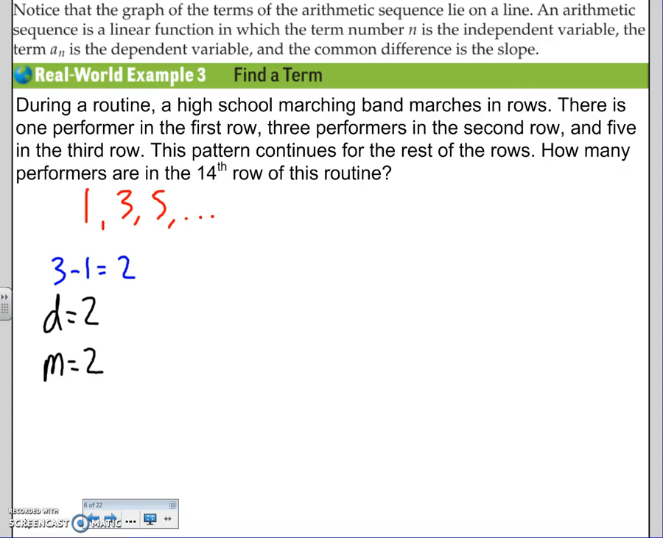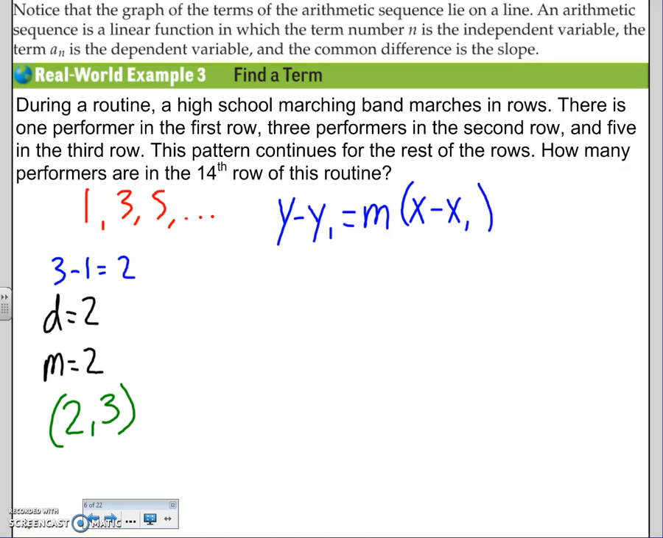We need a point. We can pick any point. Our points available are (1, 1), (2, 3), and (3, 5). I like (2, 3). Row 2 has 3 people. And we can use our old trusty point-slope form: y minus y1 equals m times (x minus x1). So I'm going to fill this in. Remember, this is your (x1, y1). So when I plug it in, we get y minus 3 equals m, which is 2, times (x minus 2).